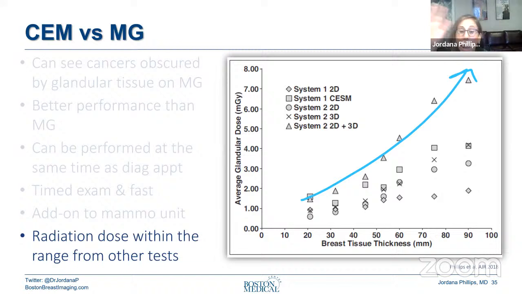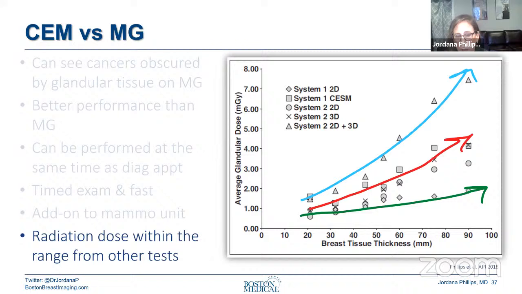A second vendor, which was the 2D images only, had the lowest radiation dose across breast tissue thicknesses. And this is where contrast mammo fell. So the dose of one of these exams, which includes low energy and high energy images, was actually within the range of what we were providing to patients on a daily basis.